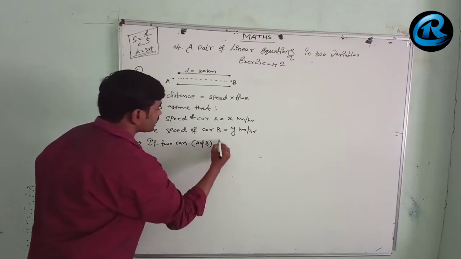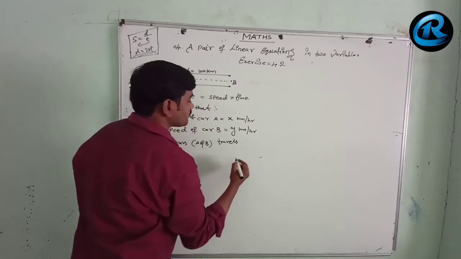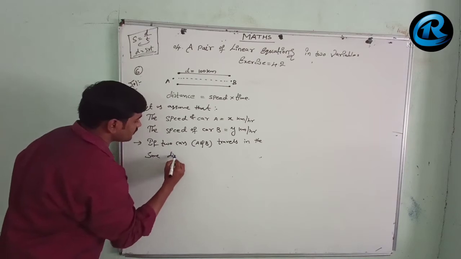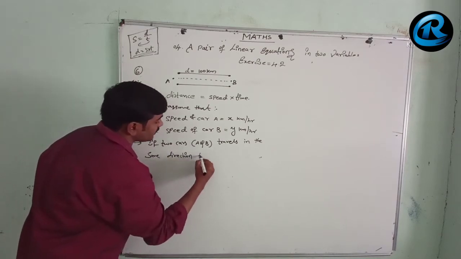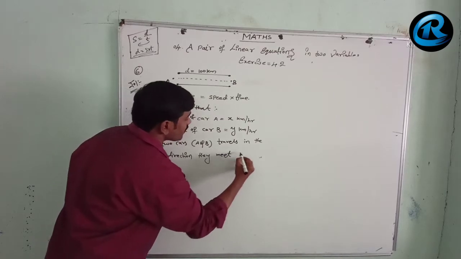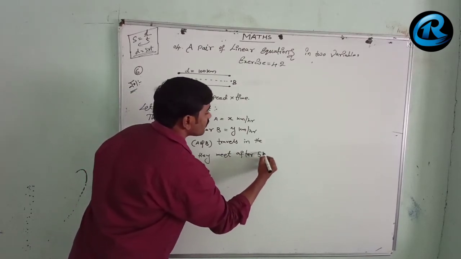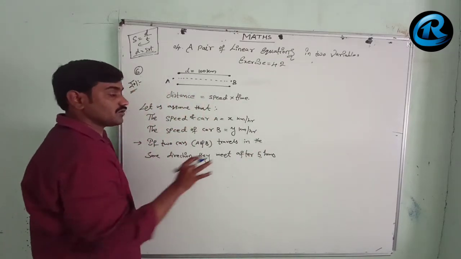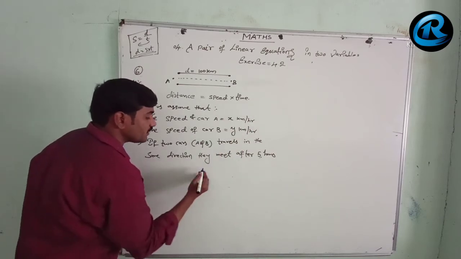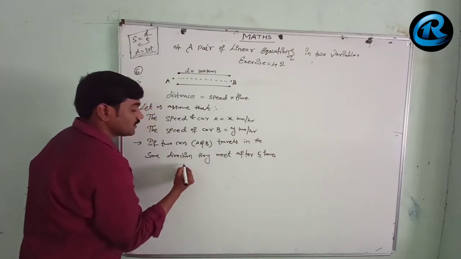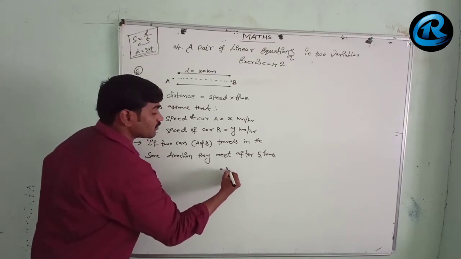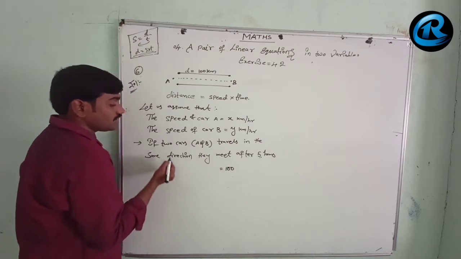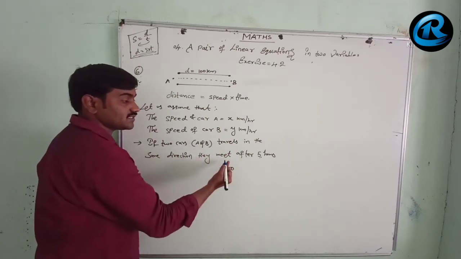A and B travel in the same direction, they meet after 5 hours according to the same direction. Okay, they are traveling in the same direction. So here see what we are finding, they have to reach the 100 kilometers distance equal to what here, if they travel in the same direction.